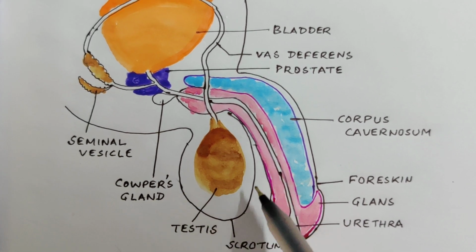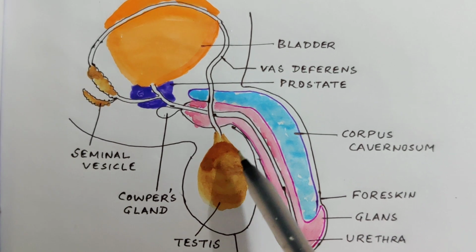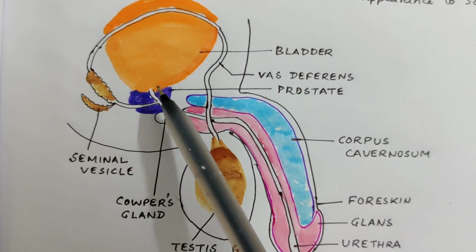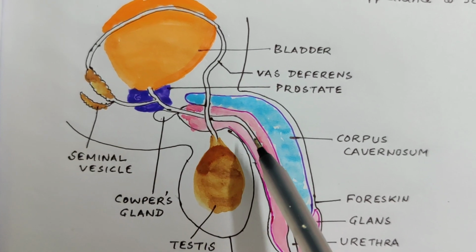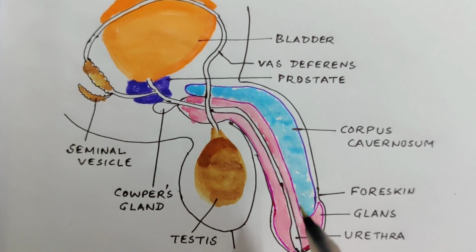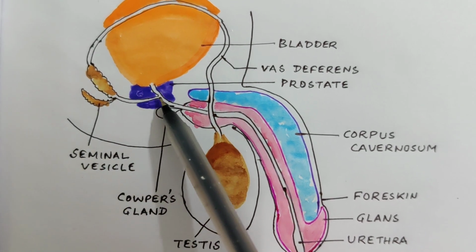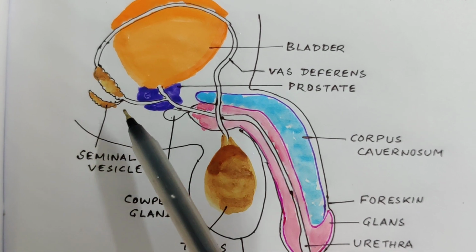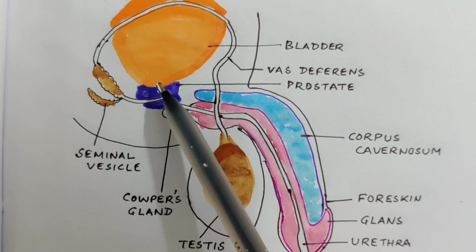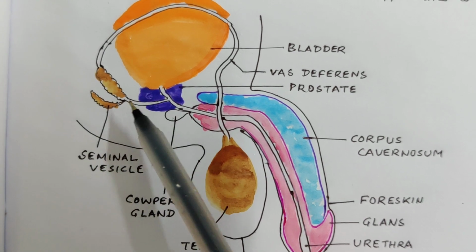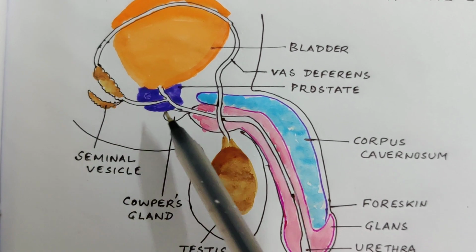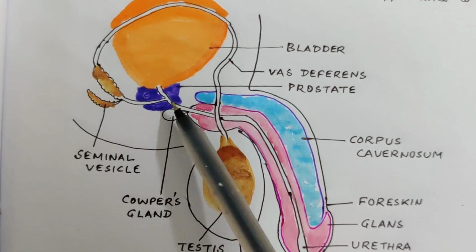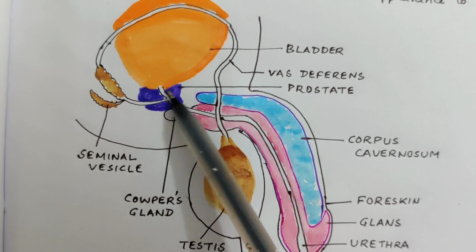Here you can see the scrotum containing the testis. This is the urinary bladder. This is the duct of the bladder that is also draining through the urethra. And the genital duct is also draining through the urethra. The genital duct consists of three different ducts from three different parts of the gland, that is a pair of seminal vesicles, a pair of Cowper's glands, and there is a single prostate gland over here.